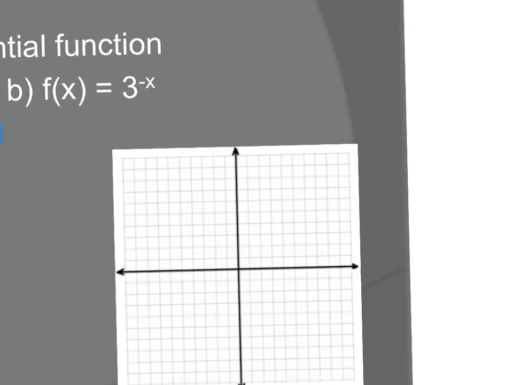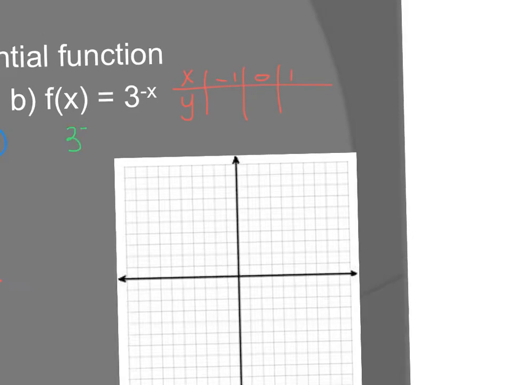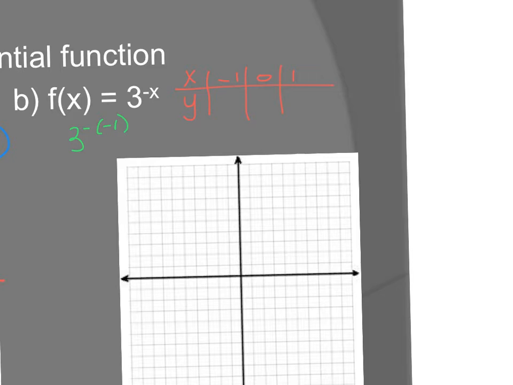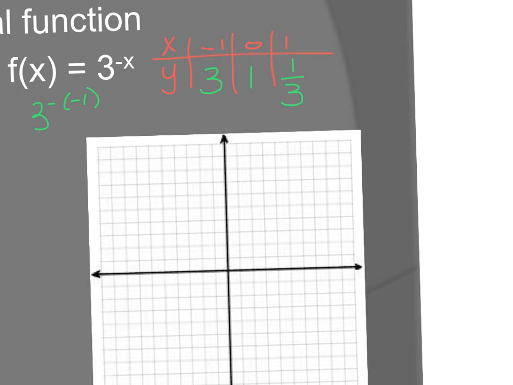All right, now let's go to B. So same 3 points. I'm going to plug in negative 1, 0, and 1. And I get 3 to the negative 1, which becomes what? Good. 3 to the first, or 3. And then 3 to the 0 would be 1. And 3 to the 1, which would be 1/3. Now negative 1 and 3, 0 and 1, and 1 and 1/3.